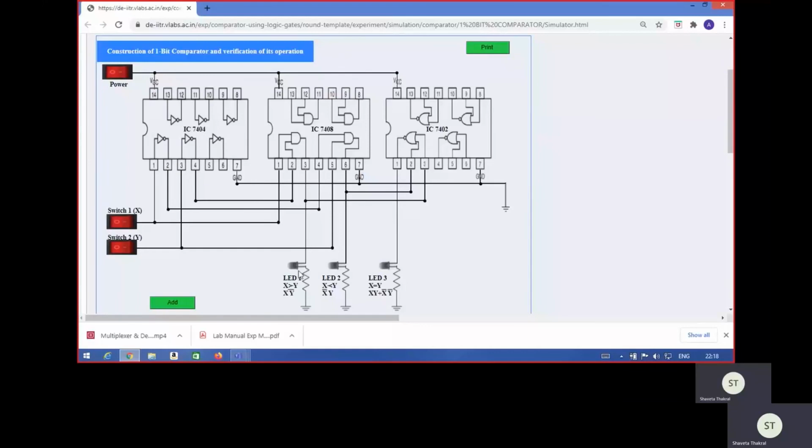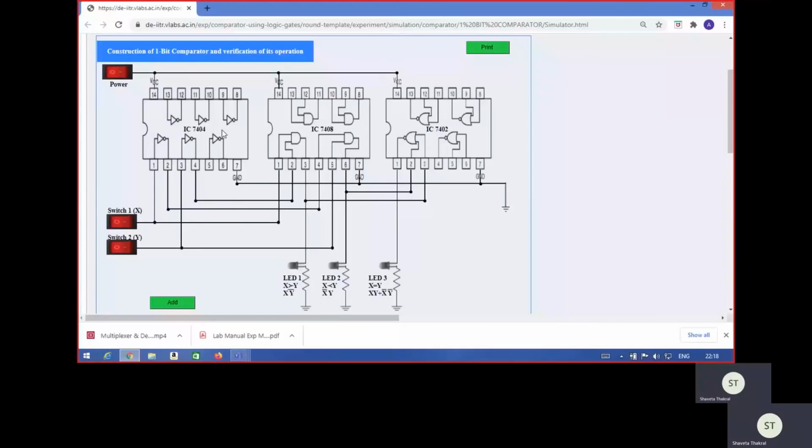So if this particular LED is glowing, that is the indication X is greater than Y. And if this LED is glowing, that is the indication X is less than Y. And if LED 3 is glowing, that means X is equal to Y. And at a time only the output will be in favor of one decision. So at a time, out of these three LEDs, only one LED will glow.